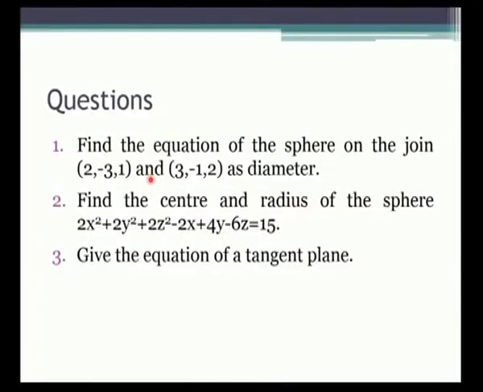After listening to this lecture, you can answer the following questions. Find the equation of the sphere on the join of (2, minus 3, 1) and (3, minus 1, 2) as diameter. Find the center and radius of the sphere 2x square plus 2y square plus 2z square minus 2x plus 4y minus 6z is equal to 15. Give the equation of a tangent plane.